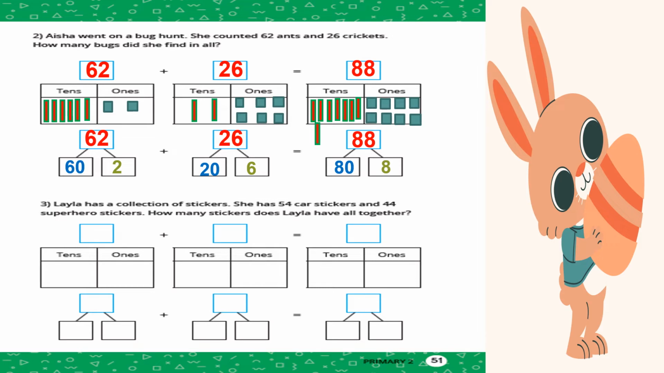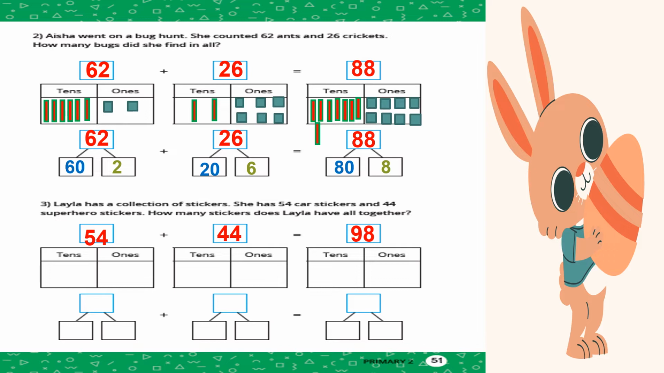Story problem number 3. Layla has a collection of stickers. She has 54 car stickers and 44 superhero stickers. How many stickers does Layla have all together? All together is a keyword for what? Yes, it is a keyword for addition. So 54 plus 44. Ones with ones. 4 plus 4 equals 8. 5 plus 4 equals 9. 98.